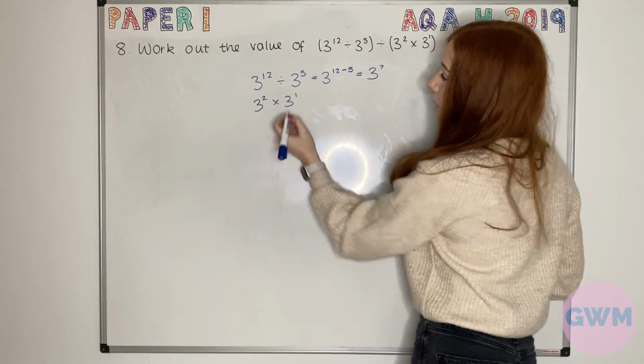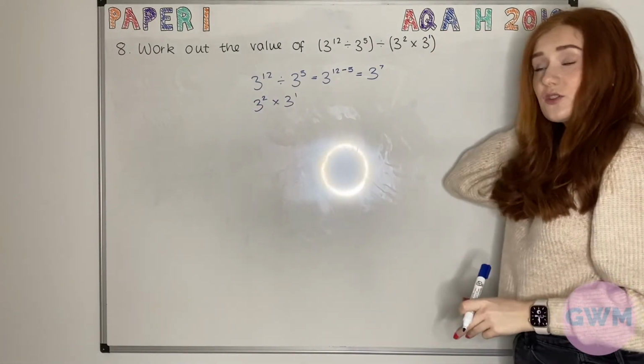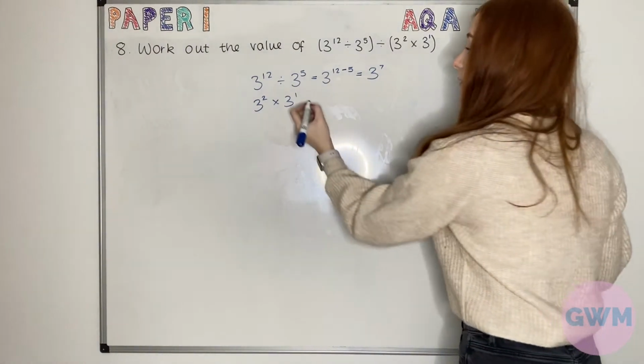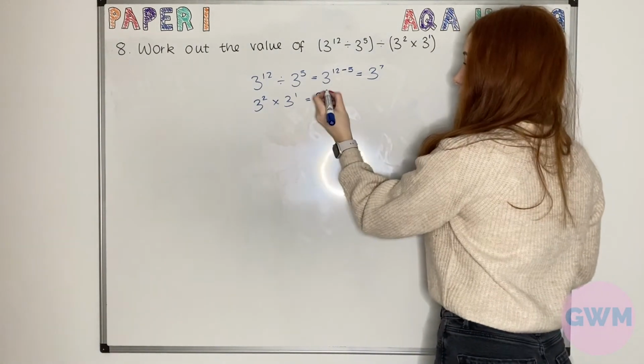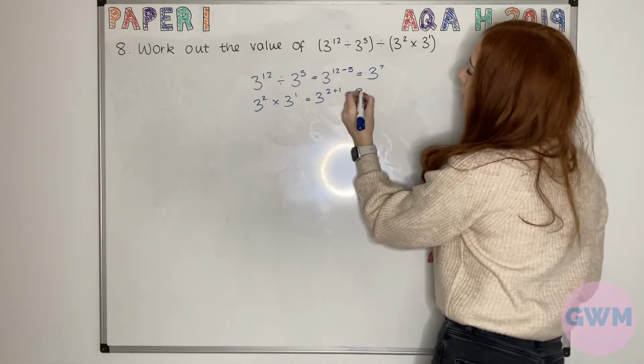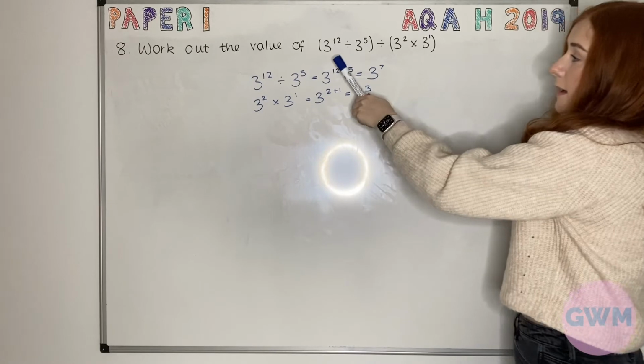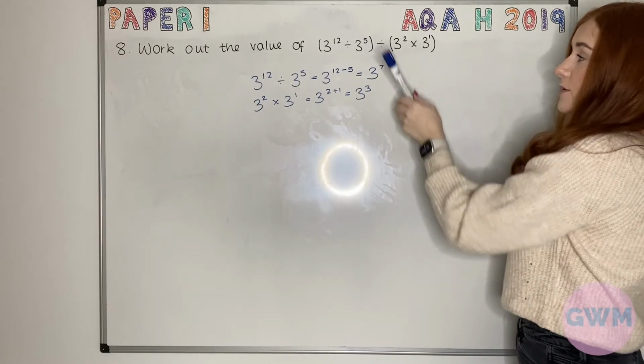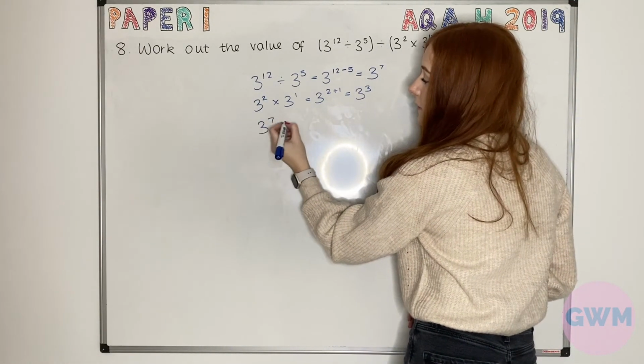Do the same for the second bracket. But this time, we have a multiplication. So multiplication is the opposite to divide. So we do the opposite. We add the powers. So we do 3 to the power 2 plus the 1. 3 to the 3. Now, we've done the first one and the second one, so we just need to do the divide in the middle.